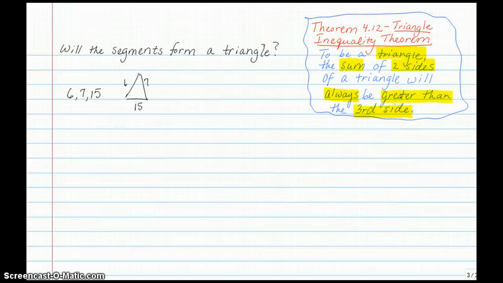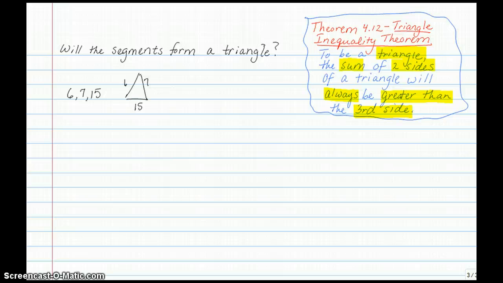Okay, in this next section we want to figure out whether the segments that are given will form a triangle. So will the segments form a triangle? That's the question. We have to use theorem 4.12, which is the triangle inequality theorem. In my own words, what it says is that to be a triangle, the sum of any 2 sides of a triangle will always be greater than the third side.